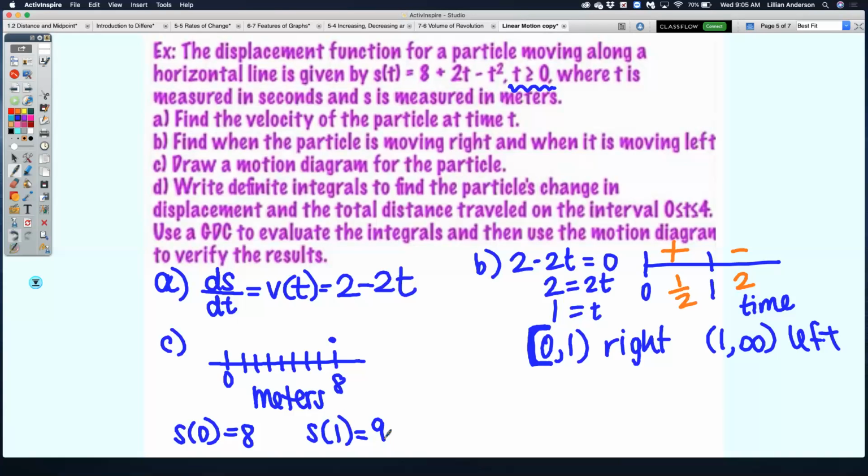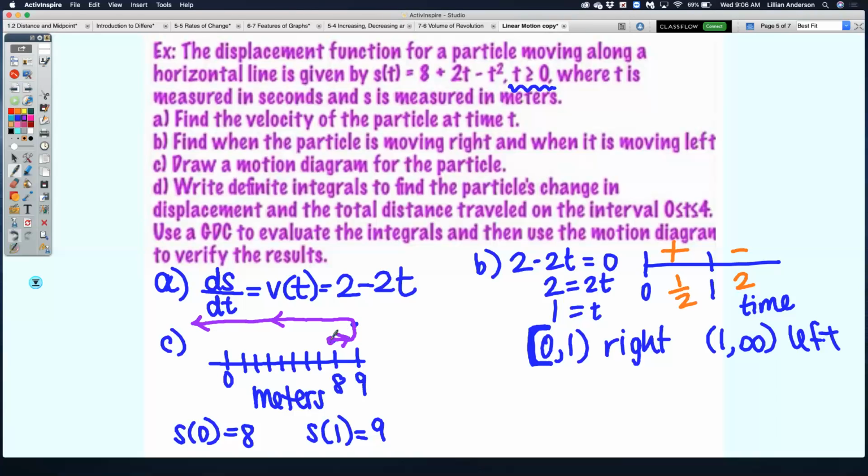0, where it started. 1, because remember, at 1 second, that's when the particle stopped and it changed direction. So after 1 second, it only made it to 9 meters and it changed direction. So as we can see, we started at 8, we went to the right for 1 second and we ended up at 9 meters, and then we went back to the left for the rest of the time.